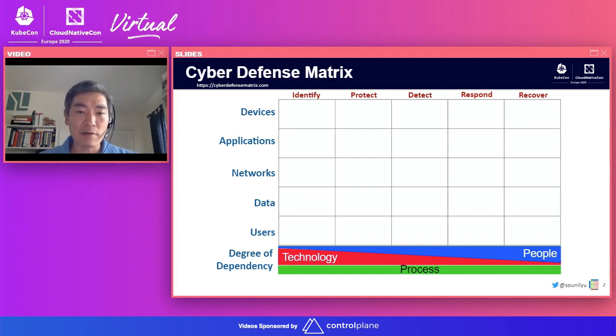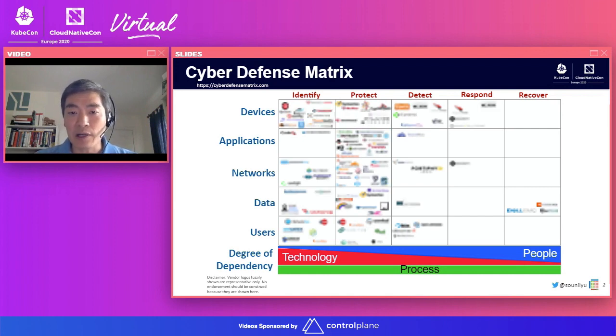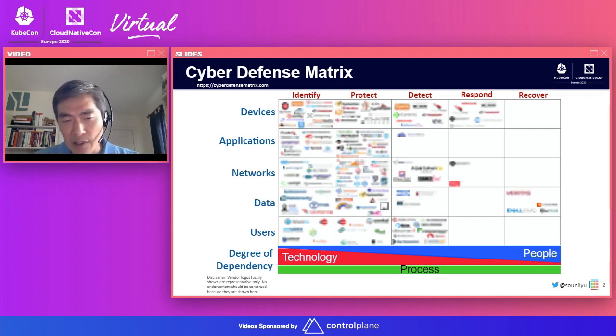It's a simple matrix, and it consists of two dimensions: five things that I care about: devices, applications, networks, data, and users, and five things that I do in security: identify, protect, detect, respond, and recover, or essentially the five functions of the NIST cybersecurity framework. This matrix was particularly helpful in understanding and tracking what security vendors do. By putting each security product into this matrix, I was able to organize them in a way that helped me compare products and understand what I might be missing.